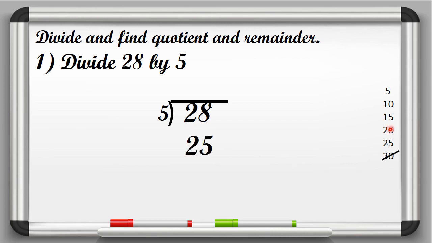Now at which number it comes, at which place it comes? 1, 2, 3, 4, 5. So here 5 is the quotient. So we will write 5 at quotient place. Now put the minus sign here and subtraction.